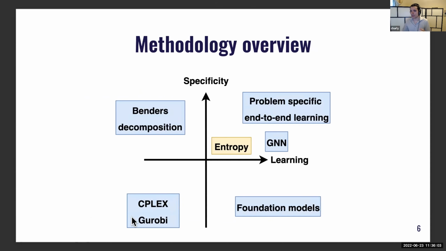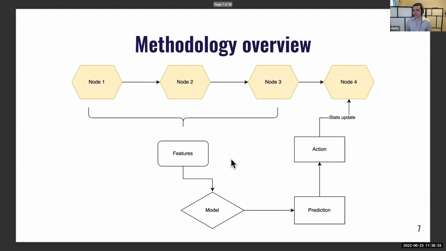Before we go into much detail, I want to place our work on a specificity versus learning grid. At the bottom left, low specificity and low learning, we have CPLEX and Gurobi, which will be our baseline in our case because we do not have good heuristics for the LAP. At the other end, we have problem-specific end-to-end learning, where we completely replace a solver with a machine learning pipeline. In our case, we're somewhere in the middle. We use entropy, and so we are optimizing for simplicity and data efficiency. And we integrate within the branch and bound framework.